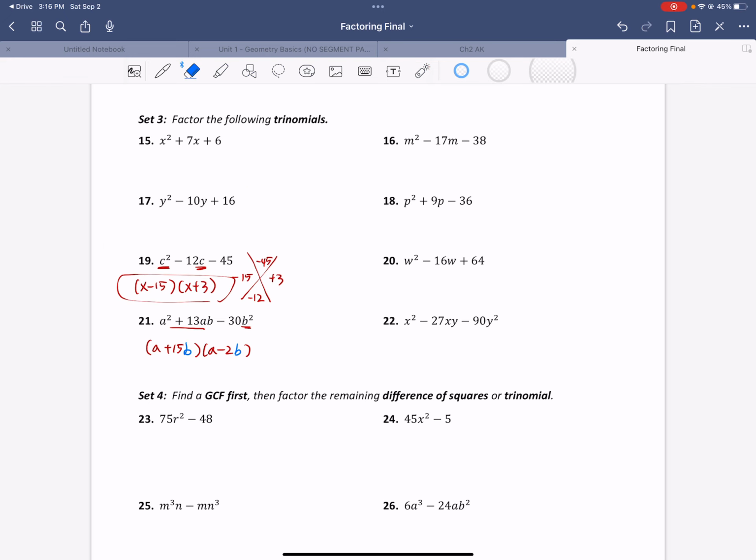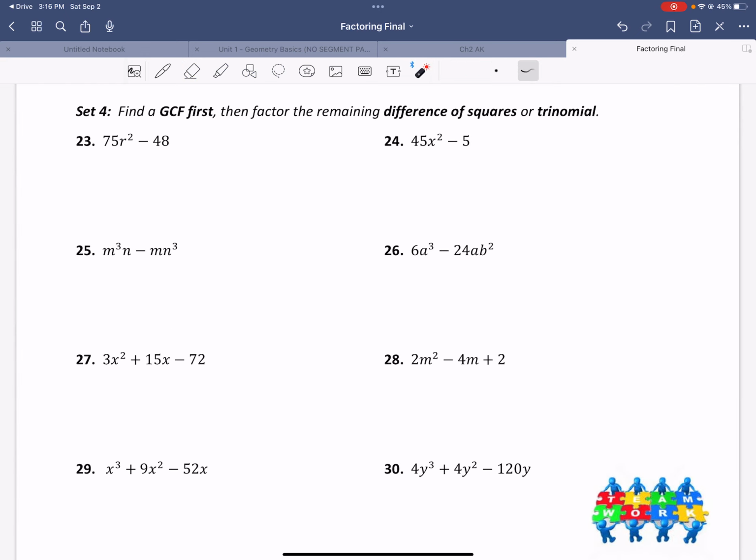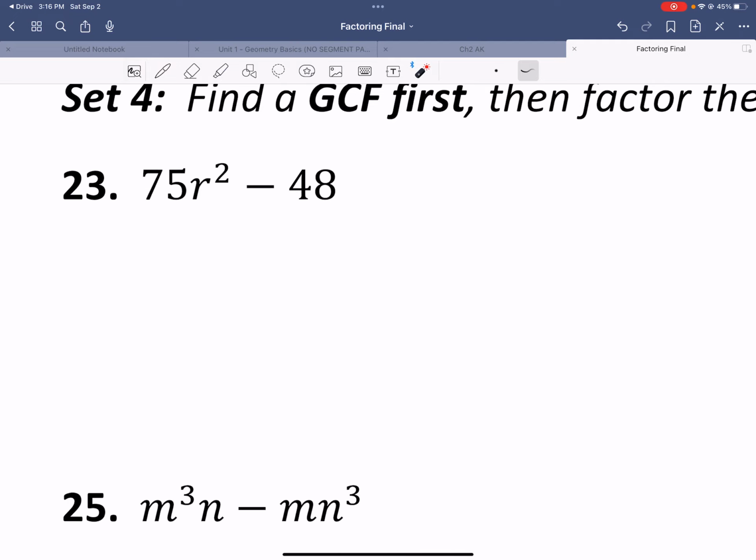So that's about it. I think you guys can do this one by yourself, like the rest of them. So here, set 4. They're very kind. It says find GCF first and difference of squares. That's what you should do first. So for example, 75 and 48. I will use the traditional method first and then my own method later.